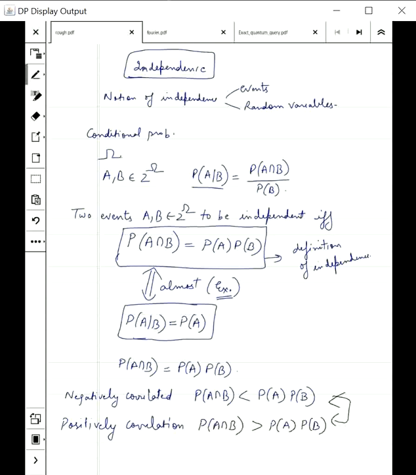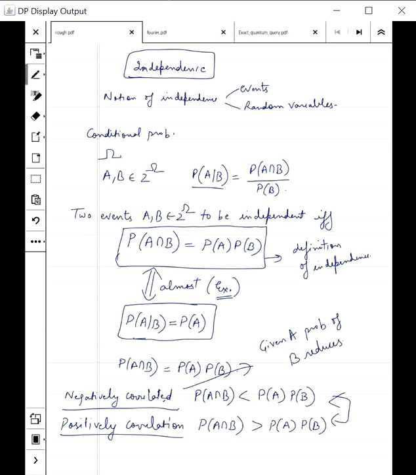So these are the formal definitions. Intuitively, negative correlation means that given A, the probability of B reduces. And the opposite case holds for positive correlation. So two events are linked in a positive sense if they are positively correlated. If they are linked in the negative sense, that means the occurrence of one affects negatively the occurrence of the second, then they are negatively correlated.